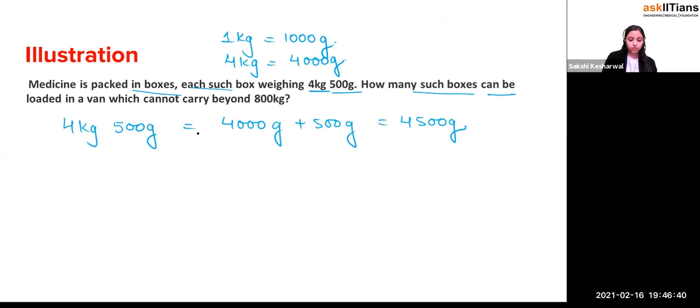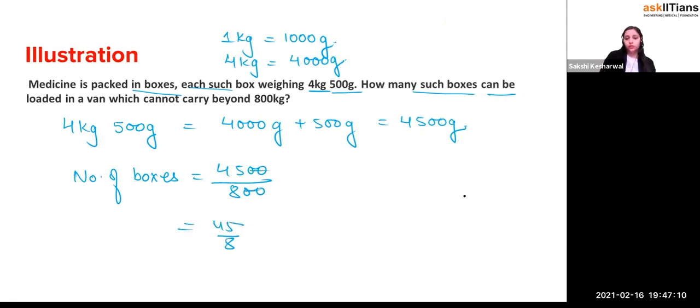Now it says how many such boxes can be loaded in a van without going beyond, right? So it means if you're going to divide, it can be an equal number of boxes and it cannot be more than that. So if you divide, it gives the number of boxes. The number of boxes will be 4,500 divided by 800. So do the division, right? This equals 45 upon 8. Now 45 divided by 8 is 5, and this is 40, and the remainder is 5.